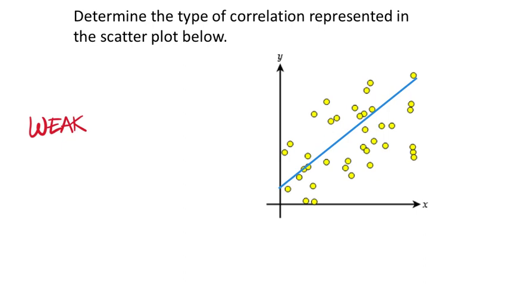It is weak, and I see that it is going up from left to right. So I have the strength, and now I've got direction, which is positive because it is going up from left to right. So that is the type of correlation that we have there.